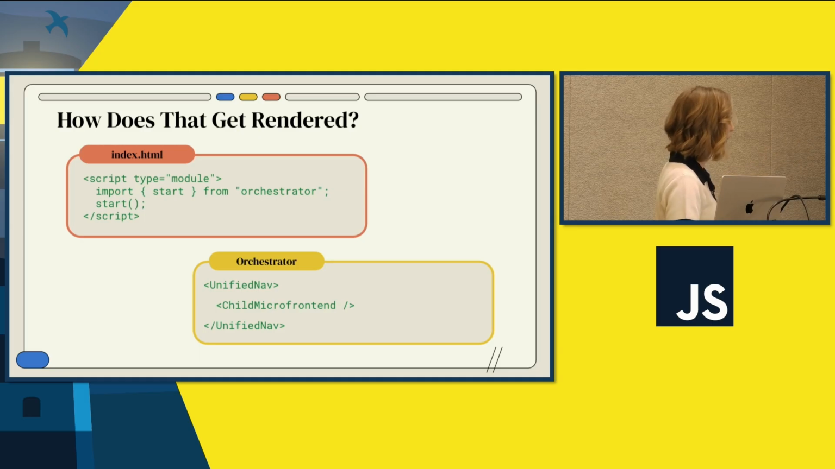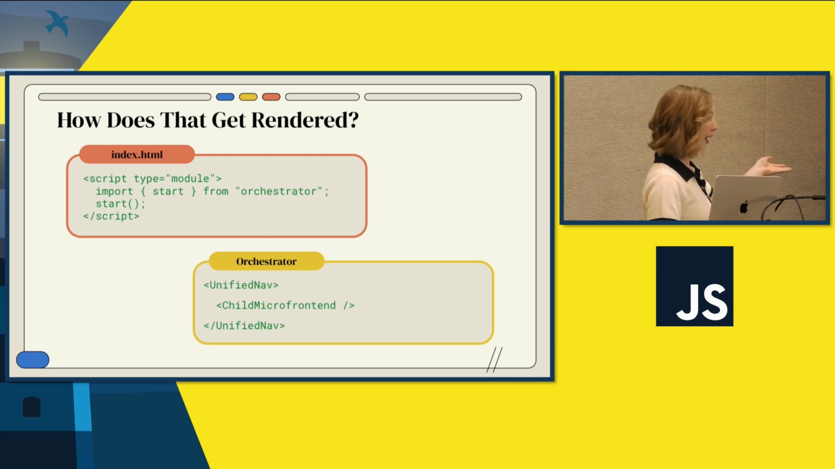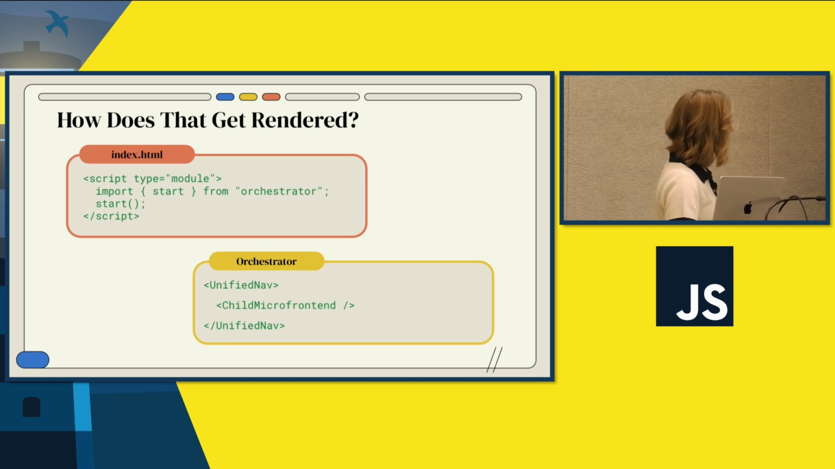Then let's take a look at our yellow code block down here. The orchestrator has a couple of important jobs. Firstly, it's rendering our unified nav component. And this is regular React code. There's nothing special about this. So it's rendering nav onto the screen, and then it renders the child micro front end into it.